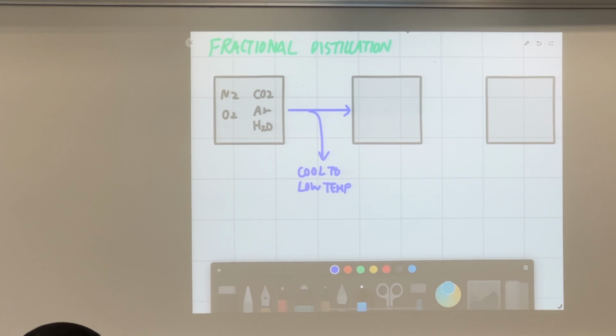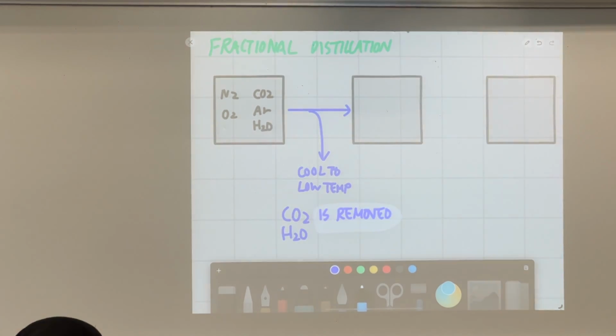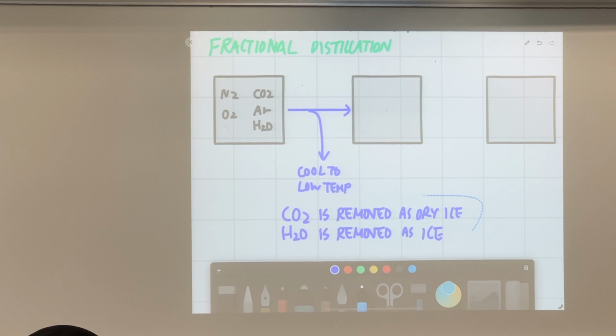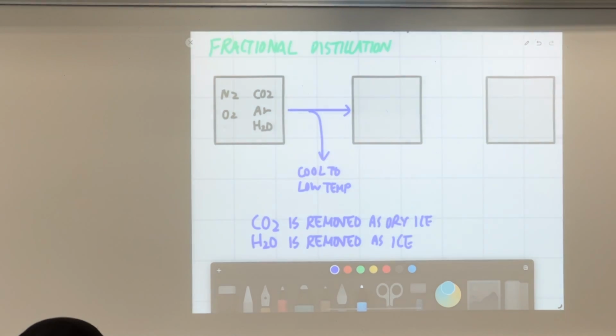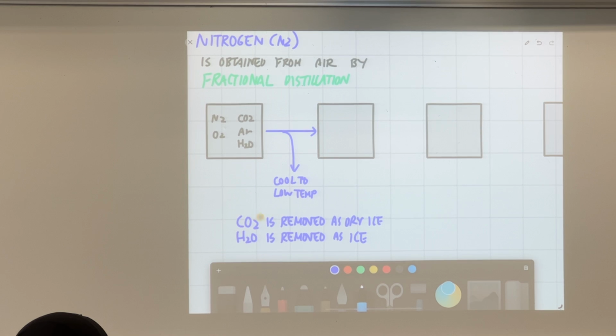So we remove CO2, and there's another thing, there is actual ice, water. Water is also removed. So CO2 is removed as dry ice, H2O is removed as ice. We want to remove them because it is nitrogen that we are after. We are not trying to make carbon dioxide and water. We already have enough of it in the ocean. We don't need to get it from the air. So they are just removed. We are inviting them to leave.